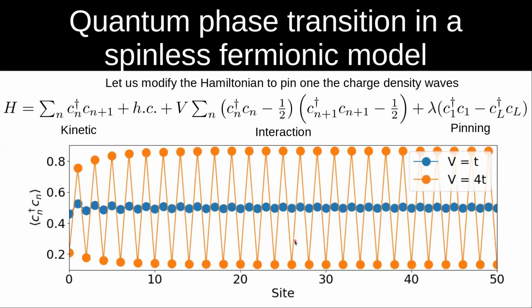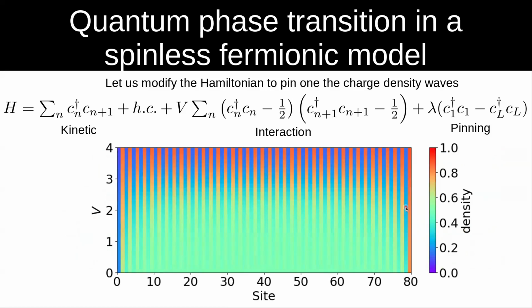It is, of course, easier to see if you zoom in at the beginning of the chain. So you see that for the case of strong interactions, the charge oscillates very, very strongly and saturates to a certain oscillation in the bulk, whereas for the case of V equal to T, you have first a relatively sizable oscillation that then decays as you go towards the bulk, because the bulk does not want to have an oscillation in the charge density wave.